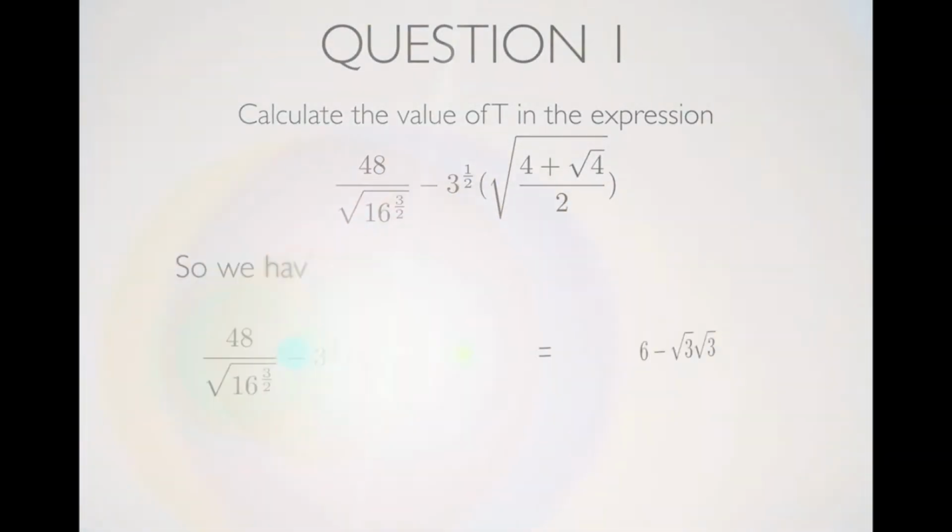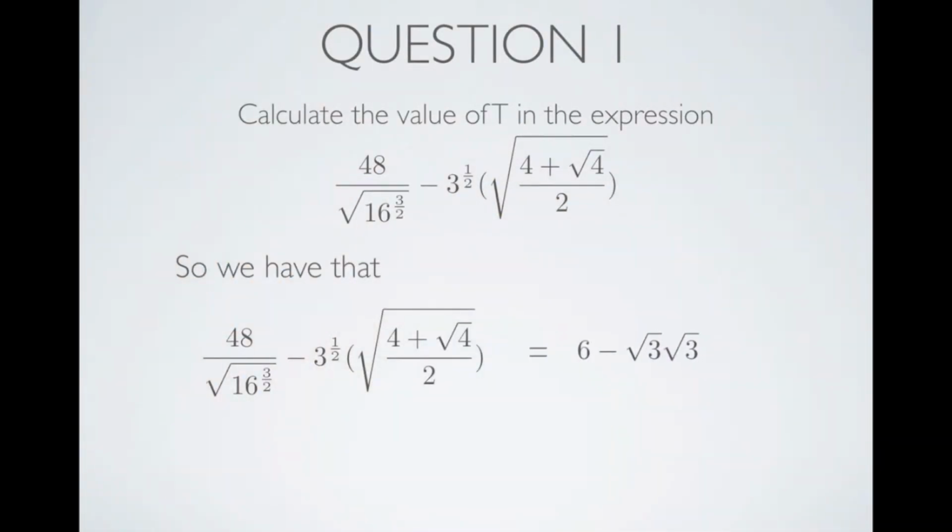So we have that the original expression can be written as 6 minus the square root of 3 times the square root of 3, which, using the laws of indices, gives just a value of 3. So the entire expression can be simplified down to 6 minus 3, which means that t is equal to 3.